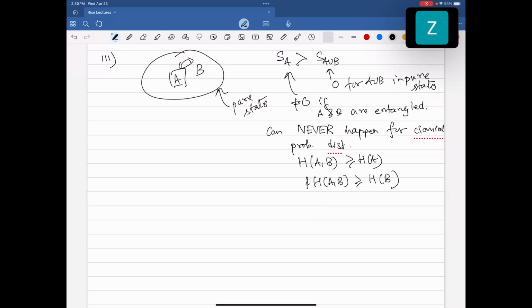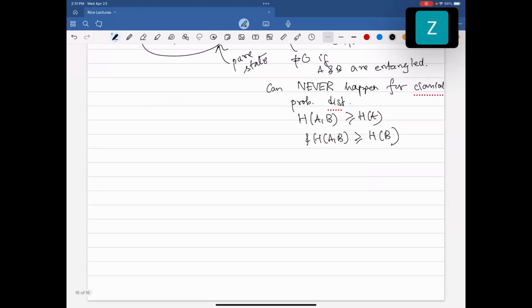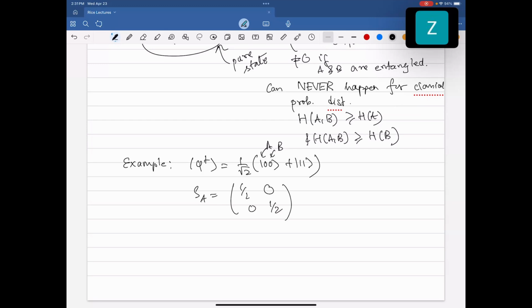SA bigger than or equal to SA union B can only happen if A and B are entangled. So there is a criterion for that as well. Let me give you a simple example for the Bell state again, where we can compute the von Neumann entropy very easily. So this is the Bell state. If you just work out the reduced density matrix, and this is very elementary, I will just write down the answer. The reduced density matrix is given by this diagonal matrix, and this implies that the von Neumann entropy is going to be log 2.